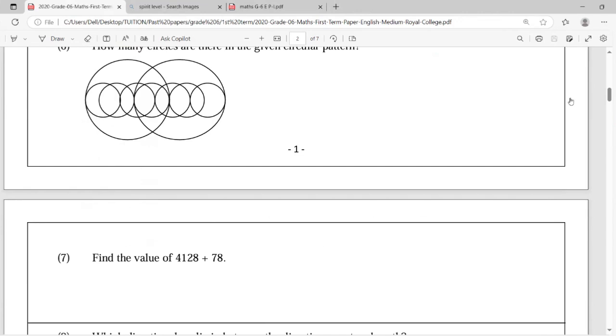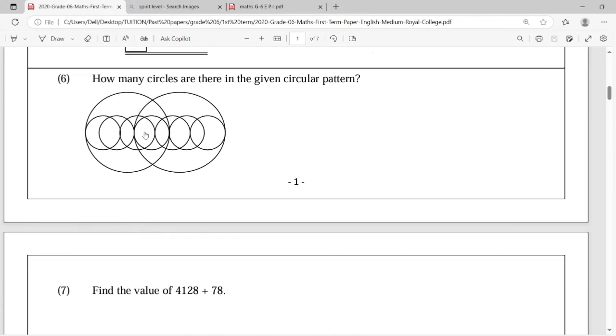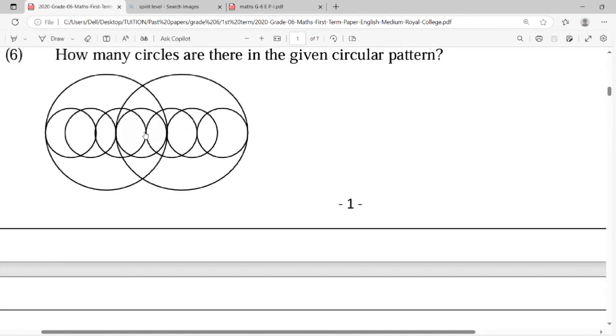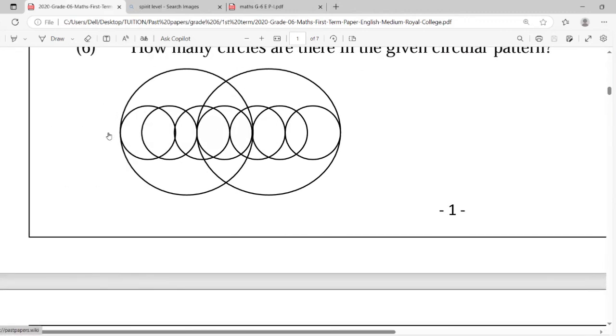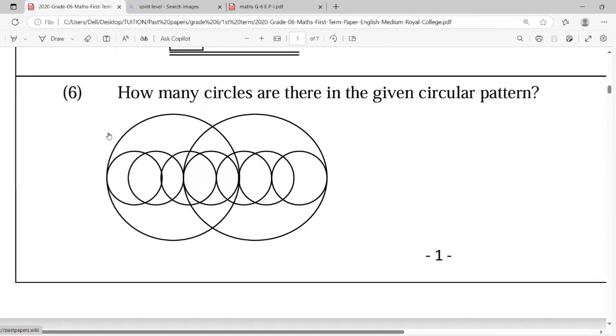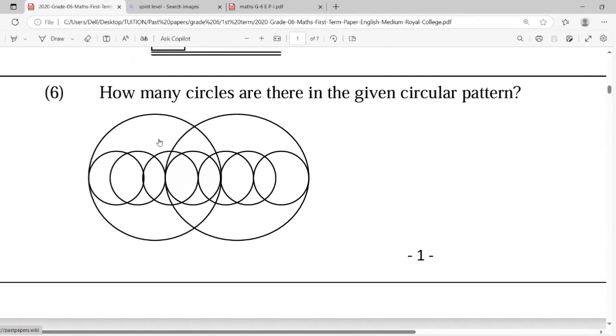In this figure, you need to write down how many circles are present here. So I think it is not much difficult. You see, there are big circles. How many big circles? There are 2 of them. And in small circles, you have 1, 2, 3, 4, 5, 6, 7. Right.